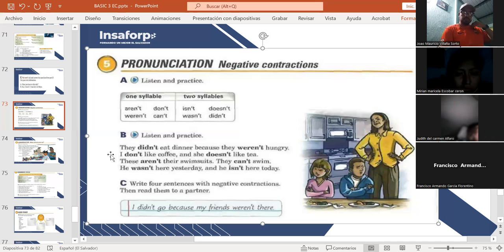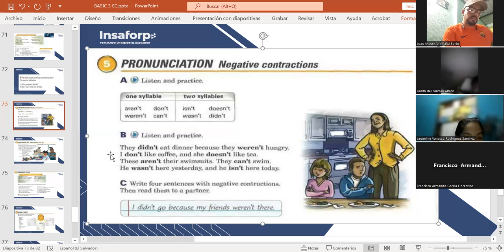I don't like coffee and she doesn't like tea. I don't like coffee and she doesn't like tea. All right. Pero hay que darle chocolate. Okay. Number three, or the third one. These aren't their swimsuits. They can't swim. These aren't their swimsuits. They can't swim. The fourth one. And the last one. He wasn't here yesterday, and he isn't here today. He wasn't here yesterday, and he isn't here today.